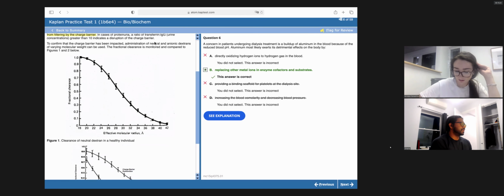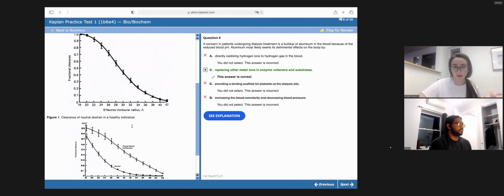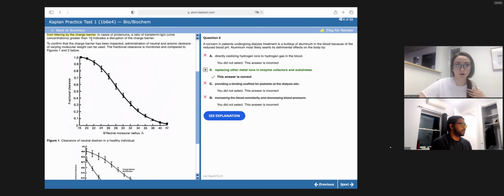So the independent variable I thought was whether it's anionic or neutral, the dextran, and then the molecular weight, because that's what it was talking about up here. And then the dependent variable, I have the fractional clearance, but I wasn't really sure. Looking at this, as the molecular weight gets bigger, the fractional clearance decreases, but I don't know what that has to do with the charge barrier.